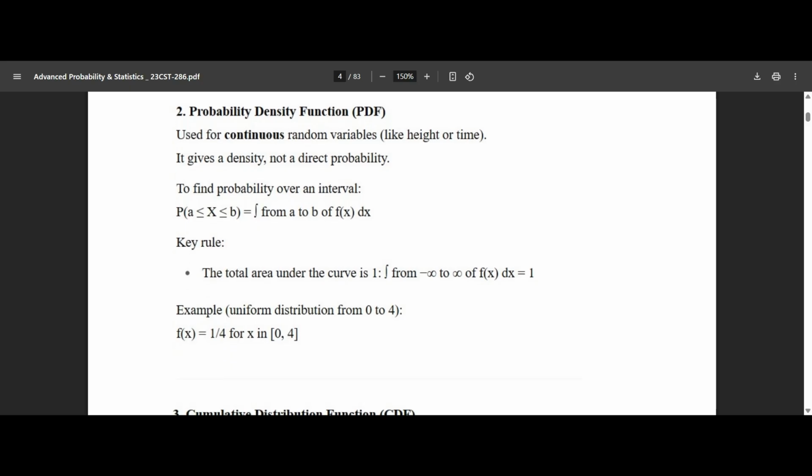PDF क्या है? PDF is used for continuous random variables like height और time. अब इधर एक चीज देख लो शॉर्टकट. PDF में लेटर D है, PDF. अब D फॉर डिस्क्रीट भी था, तो याद रखना कि PDF और डिस्क्रीट कभी साथ नहीं आएंगे. दैट इज वाई डिस्क्रीट डिनोट्स PMF and PDF denotes continuous. So PDF is used for continuous random variables like height or time, and it gives a density, not a direct probability.